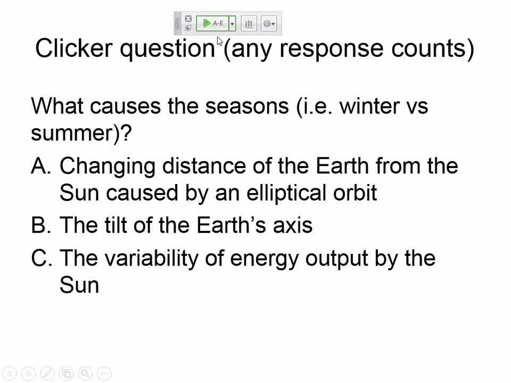And I'm curious if you know what actually causes the seasons. So I'm going to do this as a clicker question with any response counting. What causes the seasons, meaning, for example, winter versus summer? I've given you 3 different choices here. You can pick your favorite or confer with a neighbor. A, changing distance of the Earth from the sun caused by the elliptical orbit. B, the tilt of the Earth's axis. C, the variability of energy output by the sun. I don't know, what do you think? Chat with your neighbors, click in what you think is the best answer, and we will discuss this.